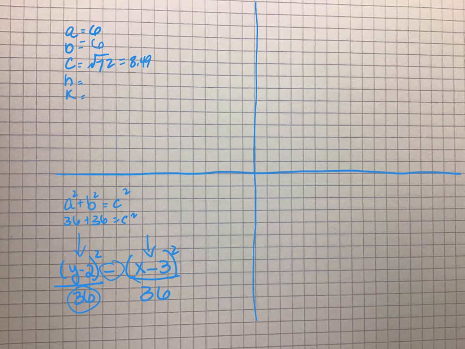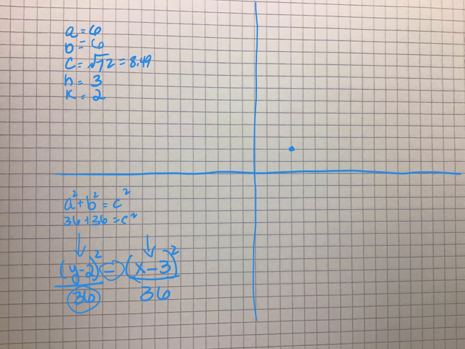All right, so we have a, b, c. h is the guy next to the x with the opposite sign. 3. k is the guy next to the y with the opposite sign. 2. Sorry. All right, now we start graphing. Center is (3, 2). Graph it.